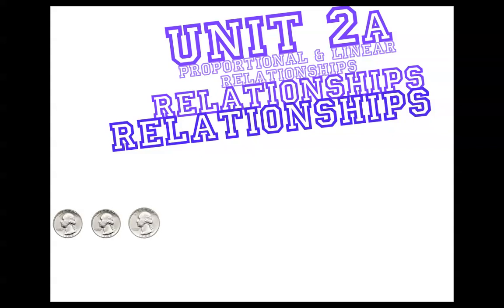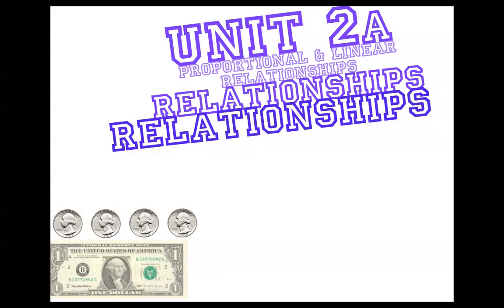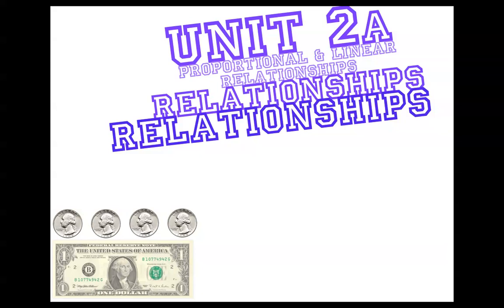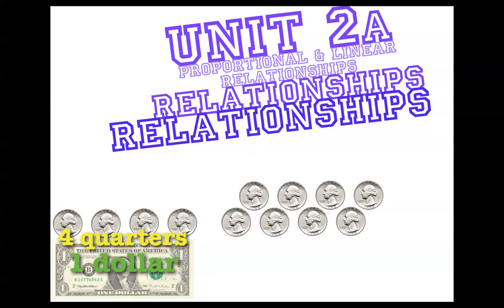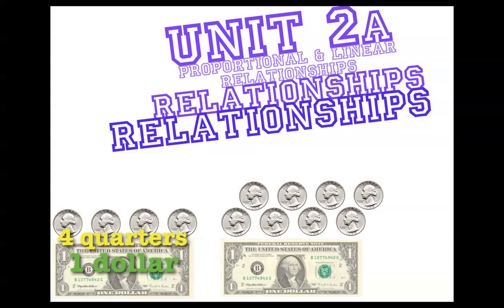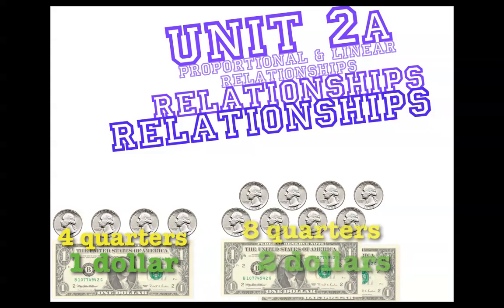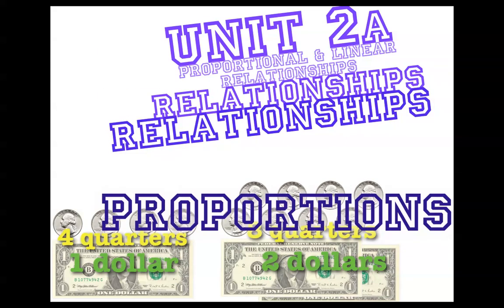Like, for instance, there's a relationship between the number of quarters you have and the number of dollars you have. Because if you have 4 quarters, you basically have $1, right? And if you have 8 quarters, you basically have $2, don't you? Yeah. These are what we call proportions, when numbers have relationships.